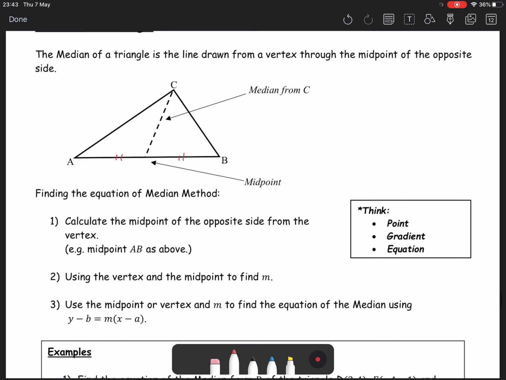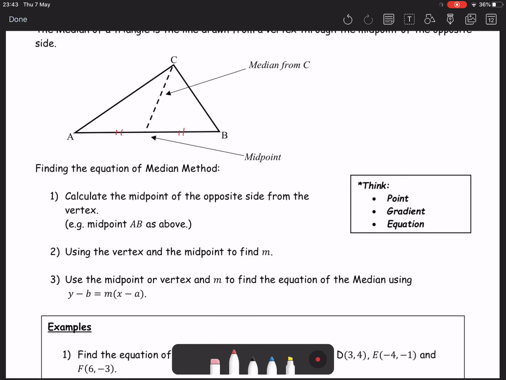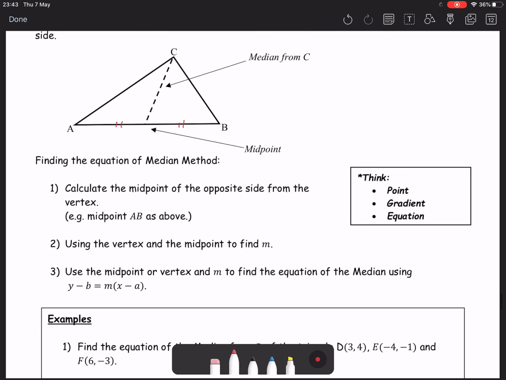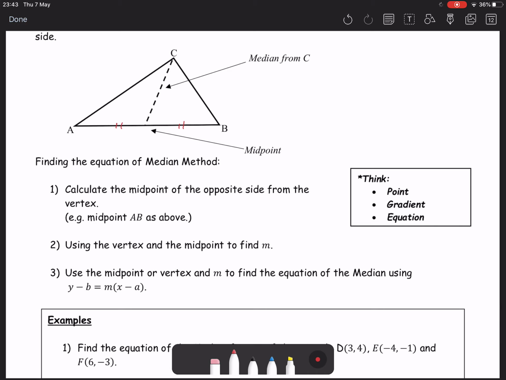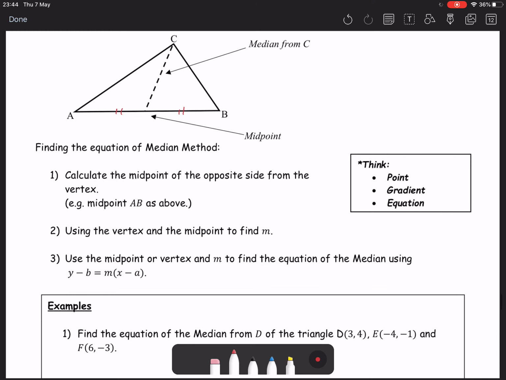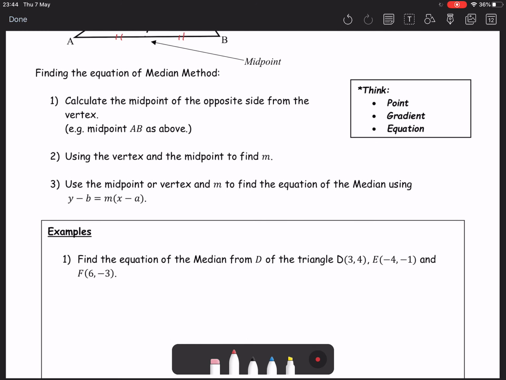Okay, so again, if we're looking to work out the equation of the median, we're thinking point-gradient equation. As with the altitude, we will have one vertex that the median goes through. However, we're going to have to work out the midpoint of AB to give us a second point in the line. So our first step will be to get our midpoint. Using that midpoint and the given vertex, in this case C, we'll be able to work out our gradient, and then we'll be able to work out our equation of the line using one of the points we've got and our gradient, and therefore our equation of a straight line.